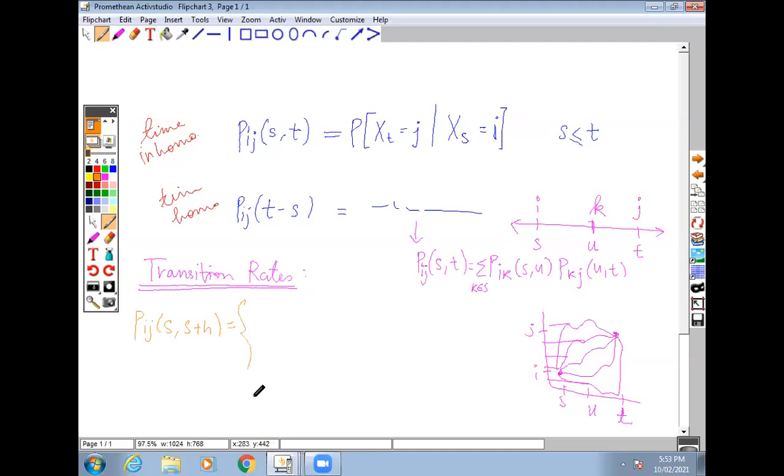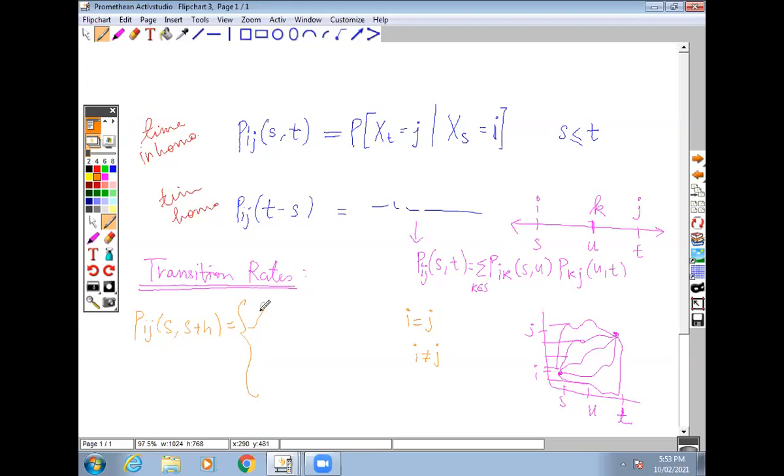And this can take different values depending on whether your I is equal to J or if your I is not equal to J. And again, we will have our usual assumptions, and the proof of this is kind of similar to the one that we did for the time homogeneous case. So I'm going to skip it.